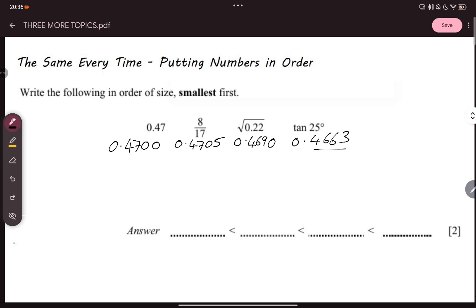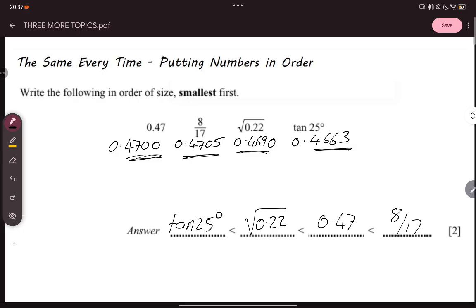So 4,663 is the smallest, isn't it? So the smallest number then would be tan 25 degrees. And then 4,690 is the next, so square root 0.22, and then 4,700, so that's 0.47, and 4,705, 8/17 is the next one. There you go. If you got that right, give yourself 2 marks.